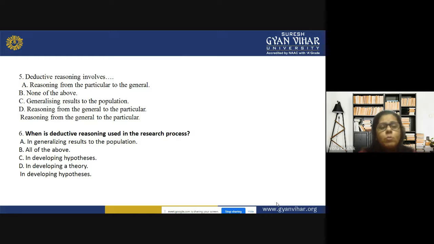Now, these are the options. You have to select the correct one on the basis of the given choices, and the correct one will be reasoning from the general to the particular.